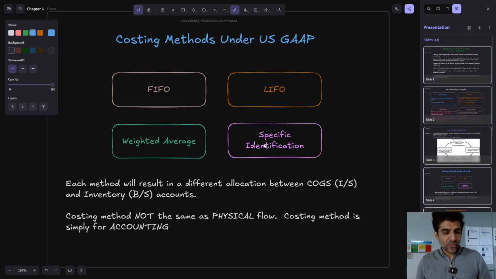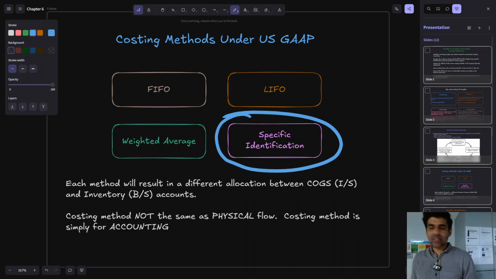Okay, so these 4, it's kind of at the discretion of the company, and this one is for a special situation. But these 3 are kind of at the discretion of the company. They can choose which one they want. And depending on that choice, you're going to get 3 different effects, and the outcome on your income statement and your balance sheet is going to be different depending on which one of these methods you choose.